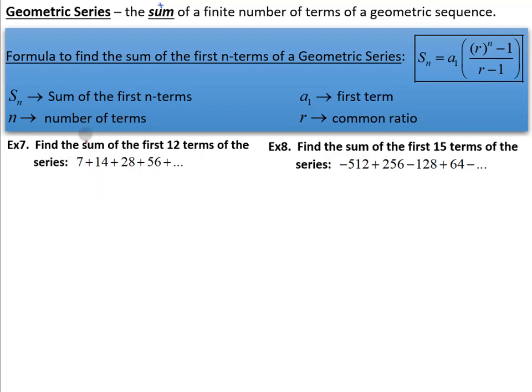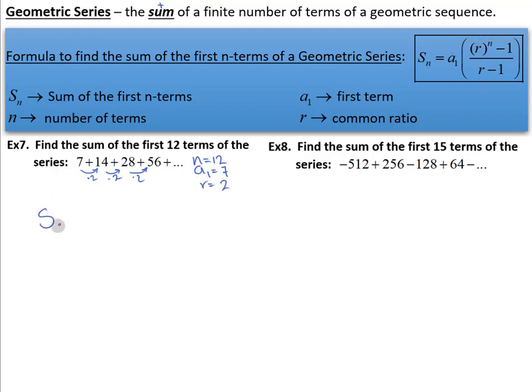So let's try a few examples here. Find the sum of the first 12 terms. Okay, well I know n is 12. So that's one of the 3 things we need. Here's my first term. So I can say the first term is 7. And the only other thing I need is the common ratio. And they've given me enough terms we can figure it out. It looks like they're multiplying by 2 to go from one term to the next. And because it's in terms of multiplication, yeah, r is 2. So we've got all of our information here.